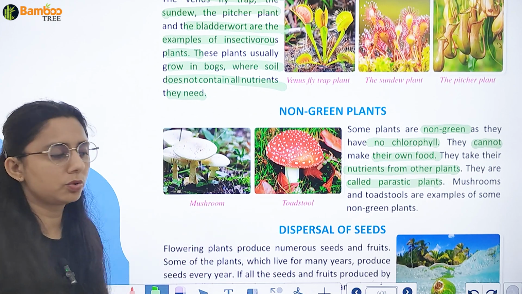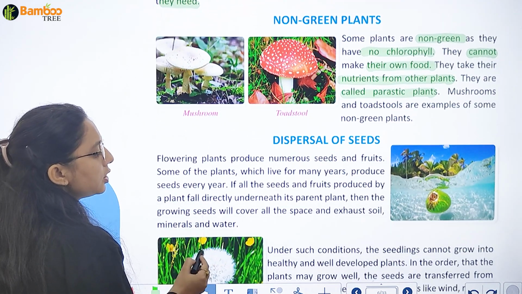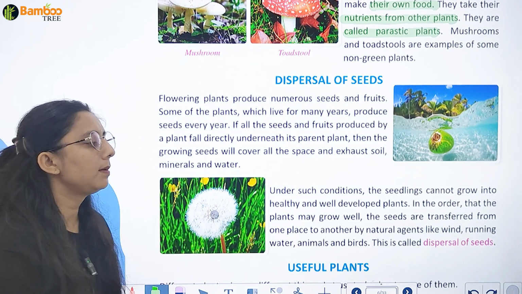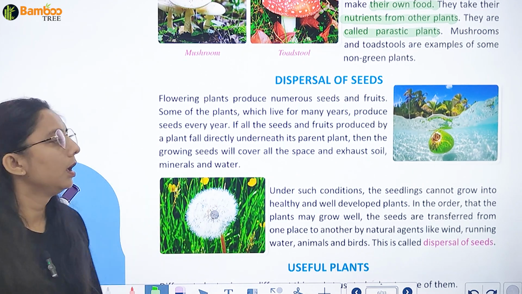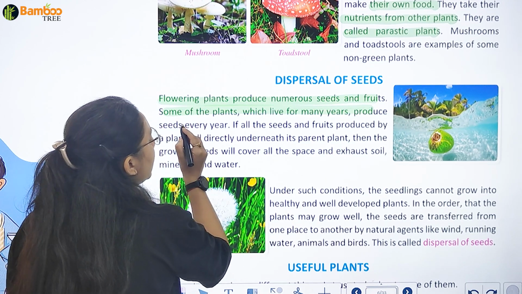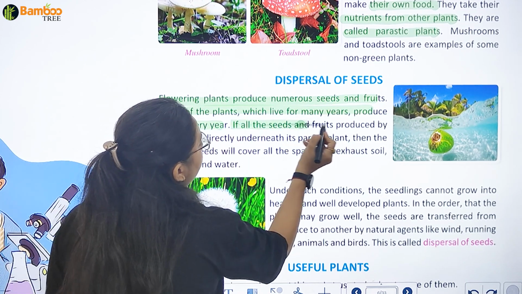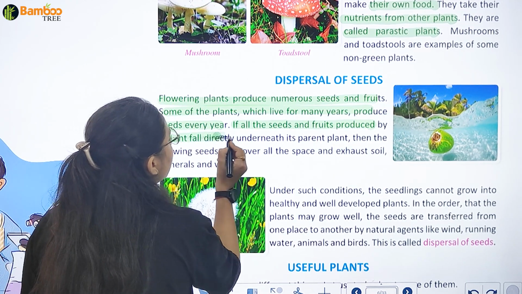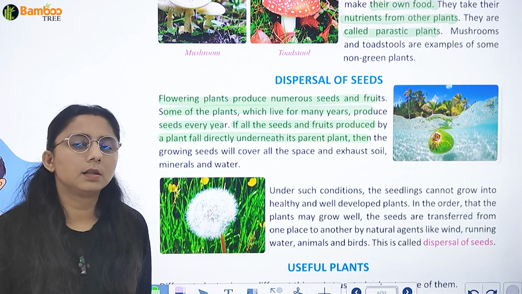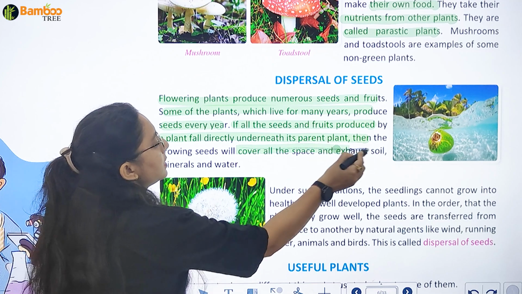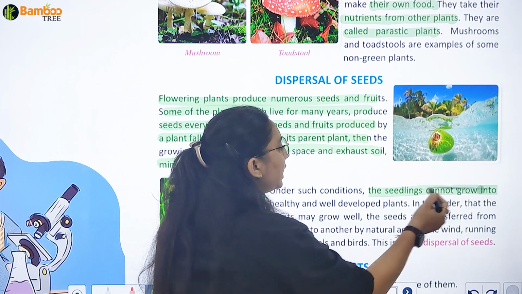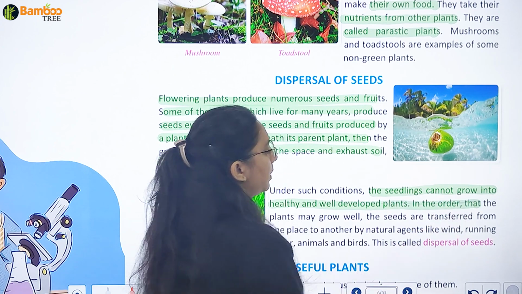Examples are mushroom and toadstool. Now dispersal of seeds. Seeds are dispersed from one place to another. Okay? Now flowering plants produce numerous seeds and fruits. Some plants which live for many years produce seeds every year. If all the seeds and fruits produced by a plant fall directly underneath its parent plant, growing seeds में क्या होता है? It will cover all the space and exhaust soil, minerals and water.